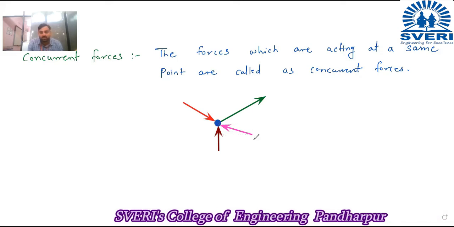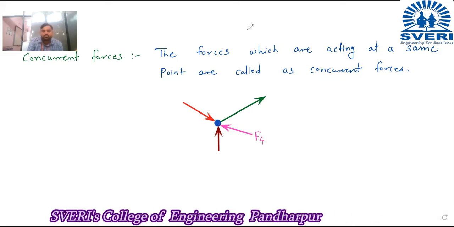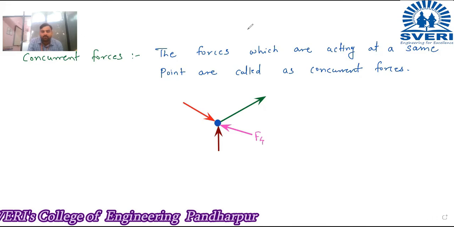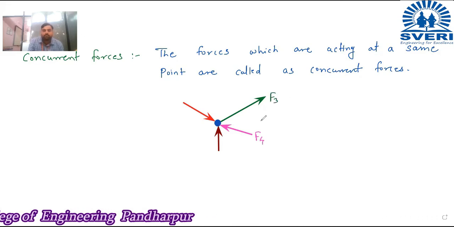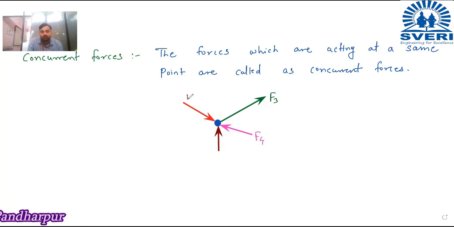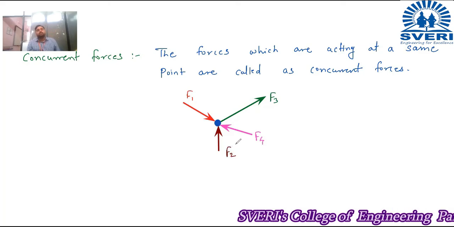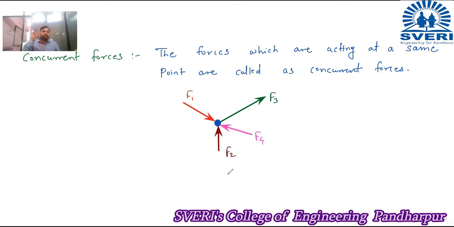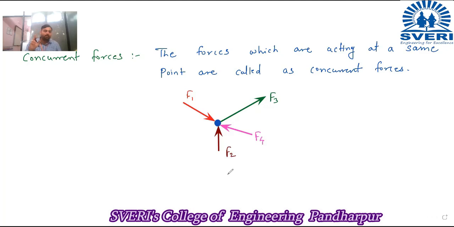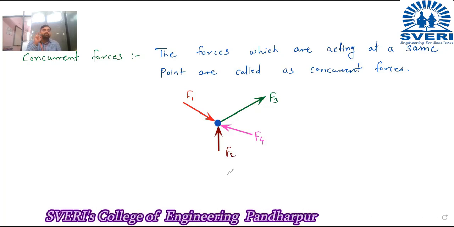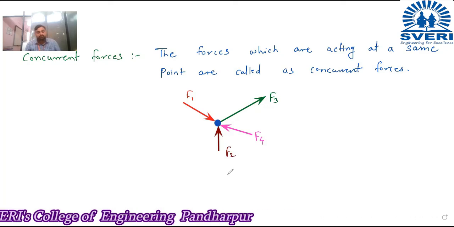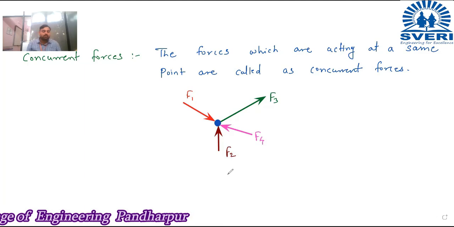They may have the same magnitude or different magnitudes, whatever it may be. F1, F2, F3 represent different magnitudes. So the forces which are acting on the same point are called concurrent forces.